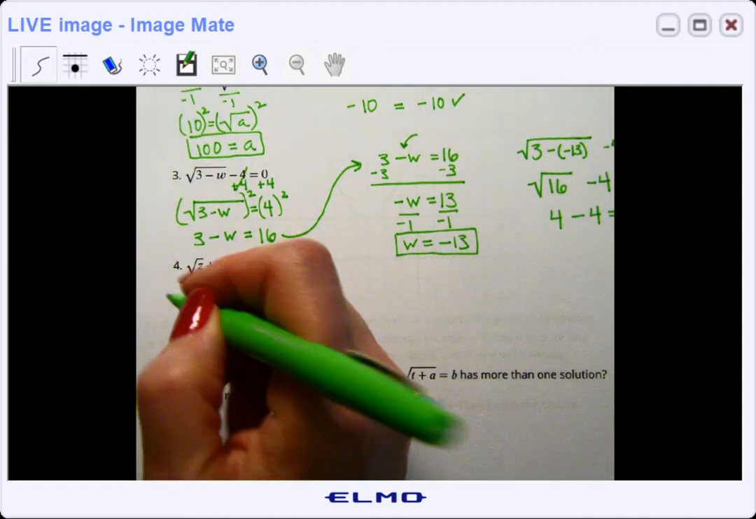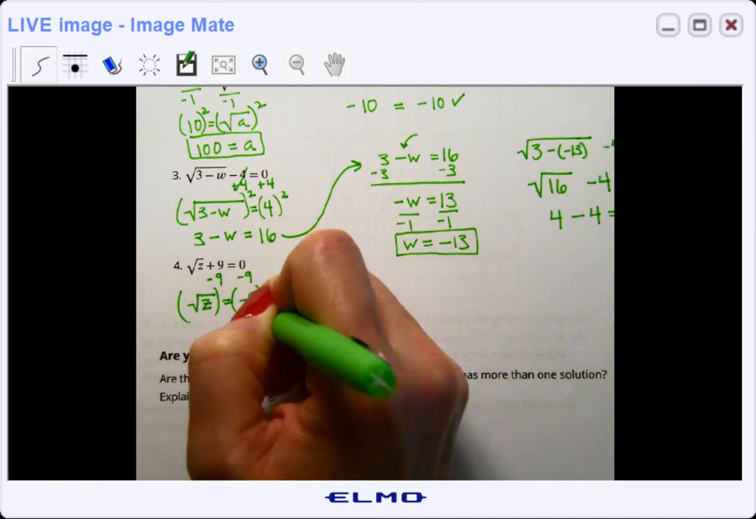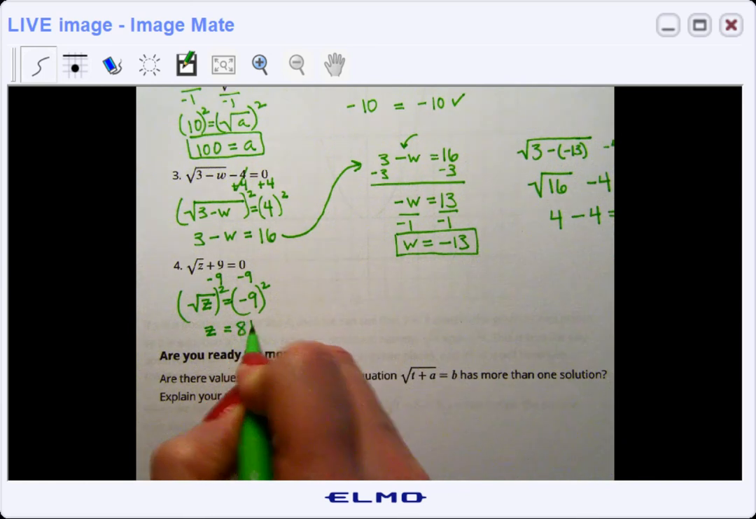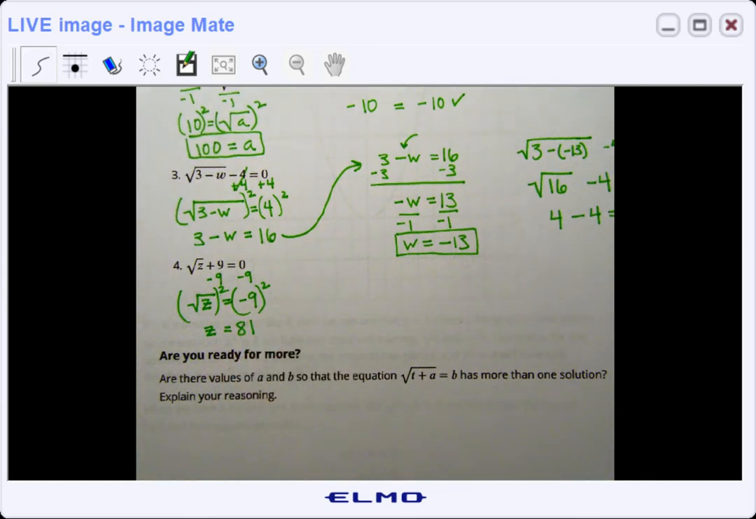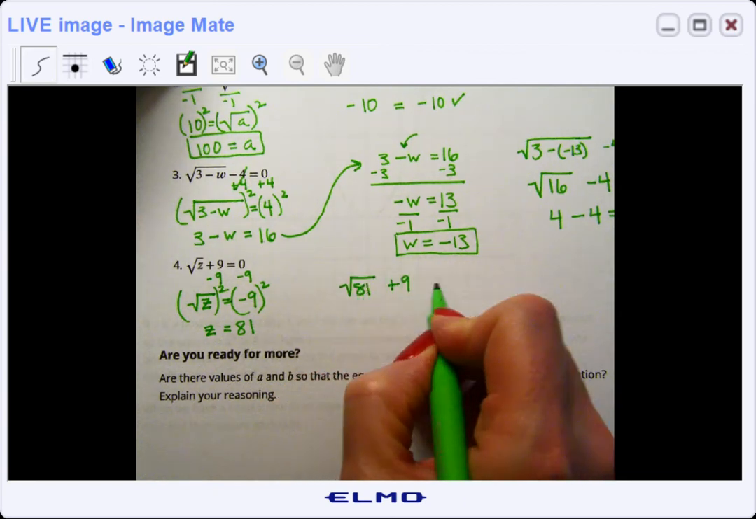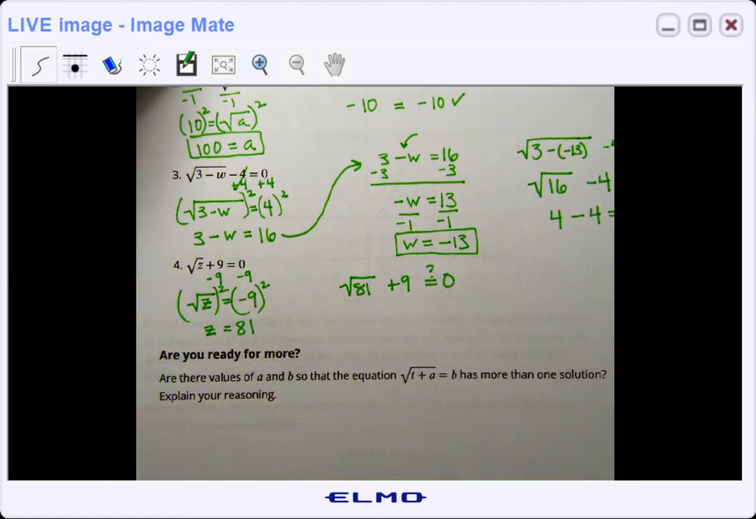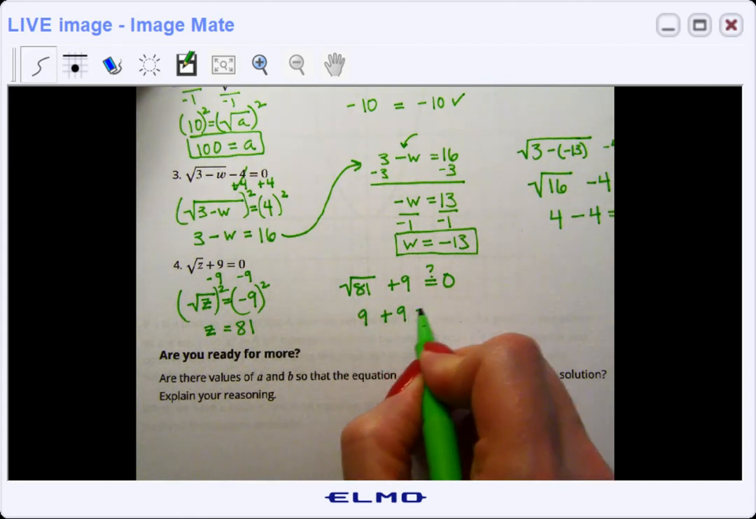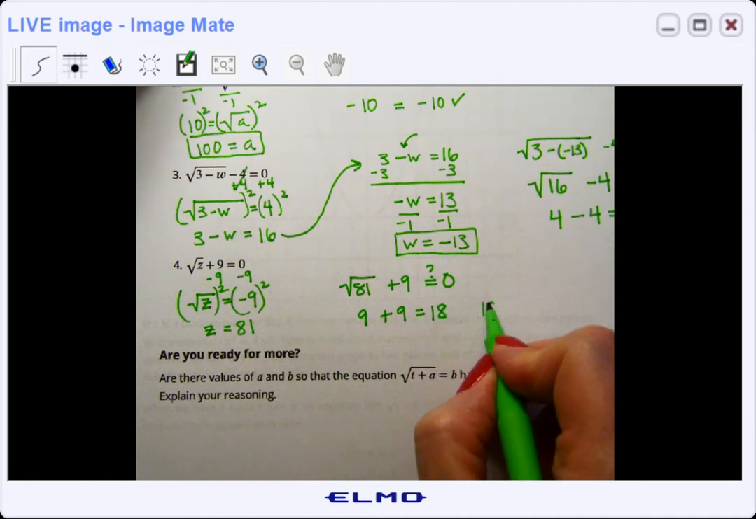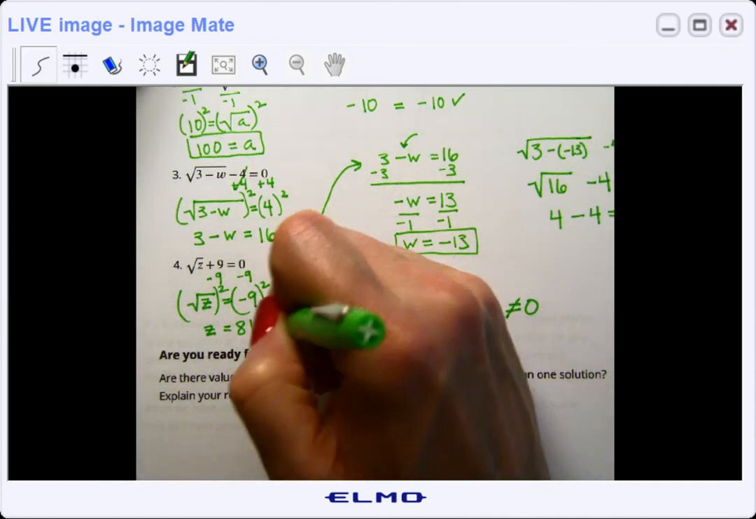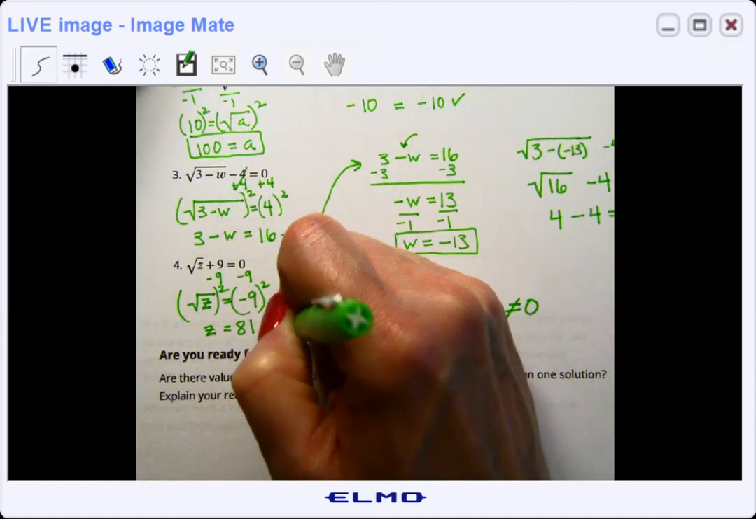I mean, if you want to continue to work on it, I'm not going to stop you. You would get z equals 81. That looks fine, right? But then when you go to plug it in, the square root of 81 plus 9, does that equal 0? No, it doesn't. The square root of 81 is 9. 9 plus 9 is 18. 18 does not equal 0. So this does not check, and this one is a no solution.